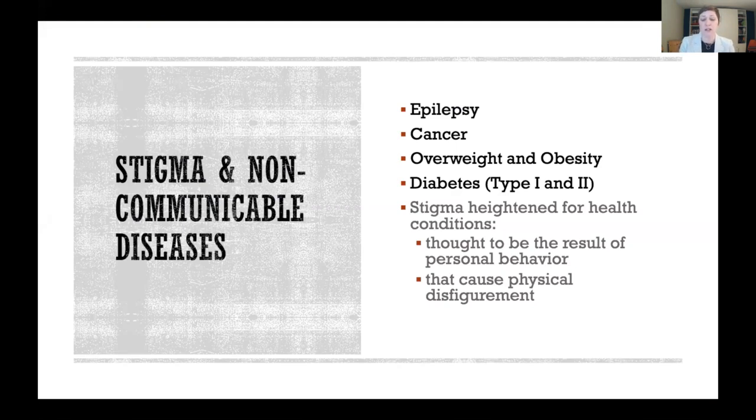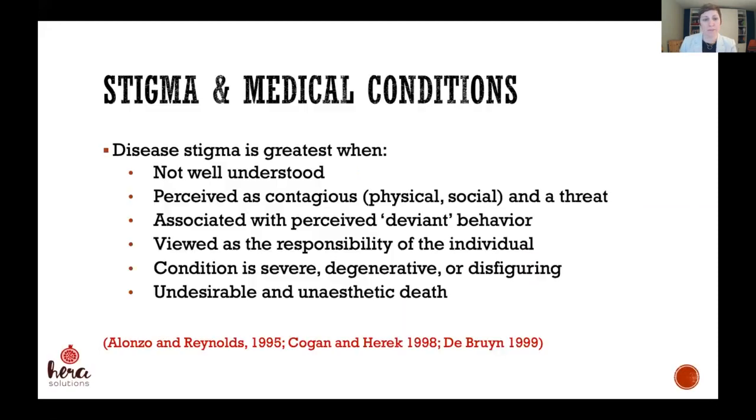Such stigma is heightened for conditions thought to be the result of personal behavior, such as smoking, overeating, or lack of physical activity. This is the case for lung cancer and diabetes. Conditions that cause disfigurement can also lead to stigma. For example, mouth and throat cancers or overweight and obesity. This is because physical abnormalities activate the behavioral immune response, which elicits negative emotions like disgust or aversion, as well as distancing and avoidance. So in summary, health-related stigma is greatest when a disease or condition is not well understood, when it's perceived as contagious and a threat, when it's associated with perceived deviant behavior, viewed as the responsibility of the individual, when the condition is severe, degenerative, or disfiguring, and when it leads to an undesirable or unesthetic death.